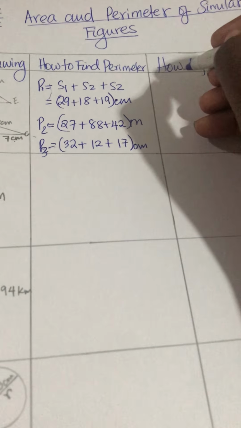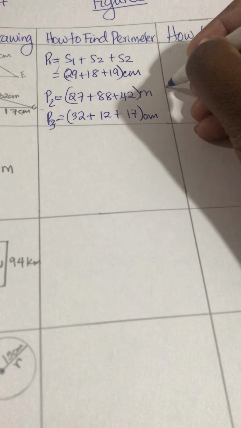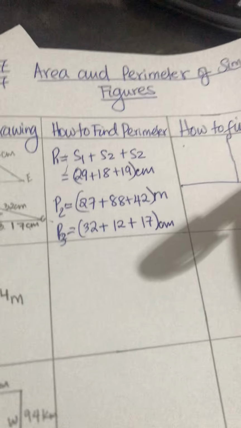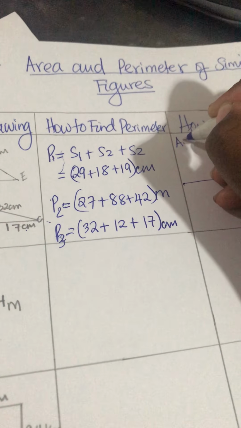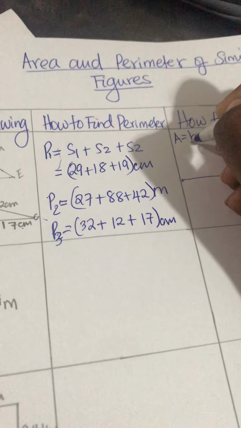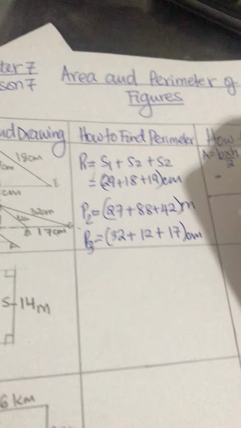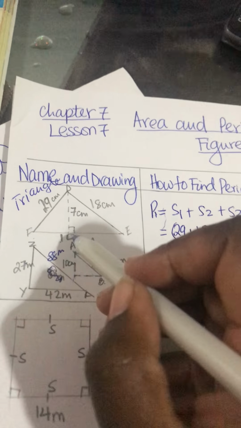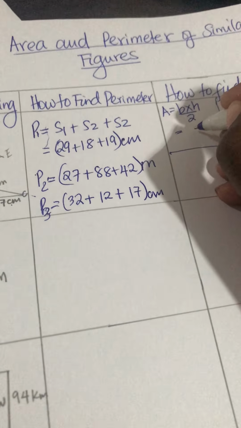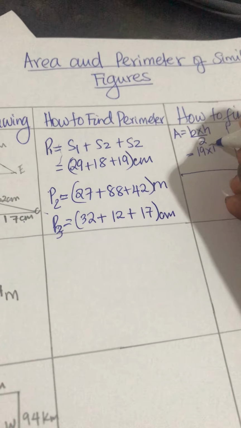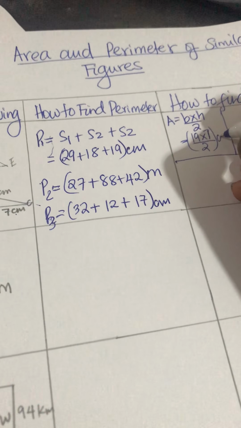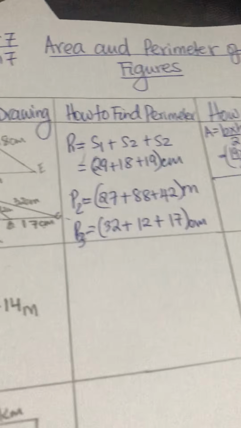How do I find area of a triangle? I have 3 triangles, so I'm going to divide this into 3. All right, area of a triangle. Area equals base times height divided by 2. The base of my triangle is 19 because this is where the 90-degree angle is formed by the height. So 19 times 7 divided by 2. Remember your unit is centimeters squared. If you don't put the squared, you will be wrong.